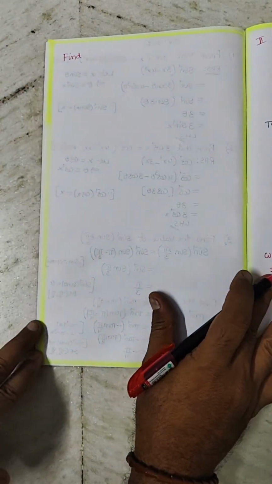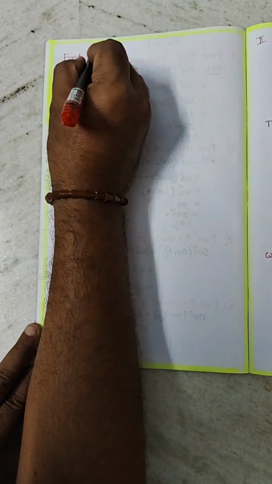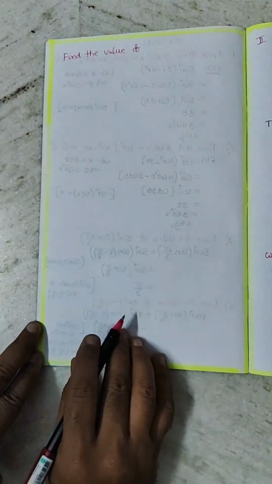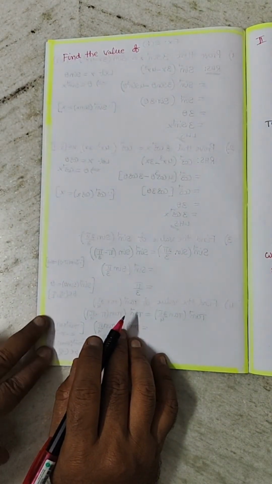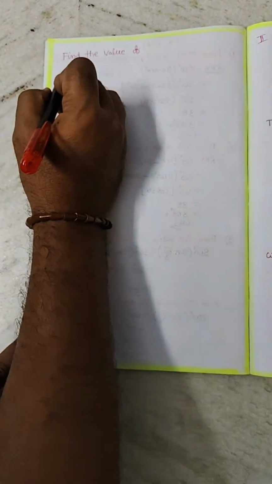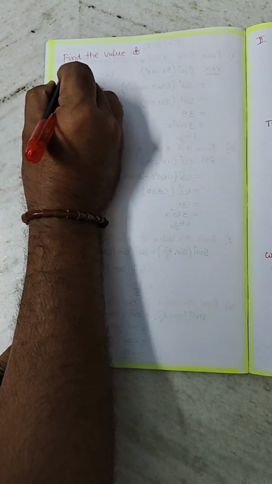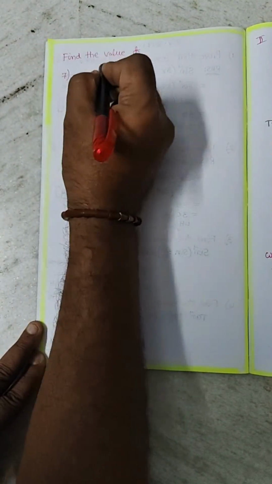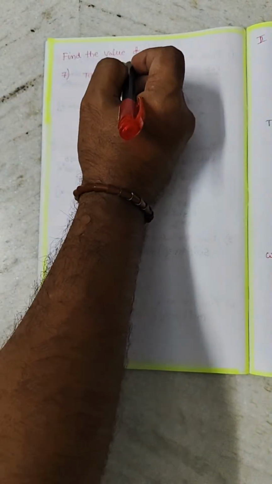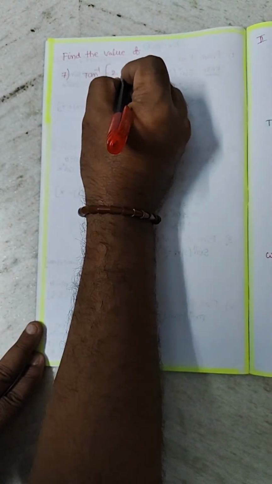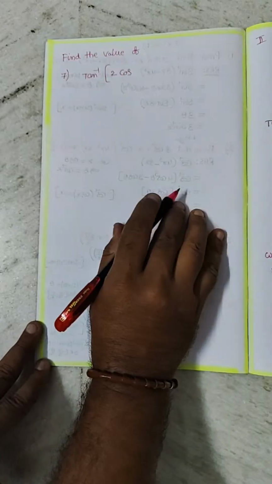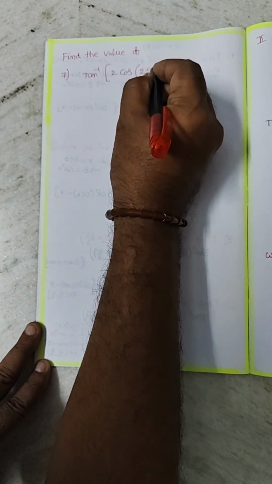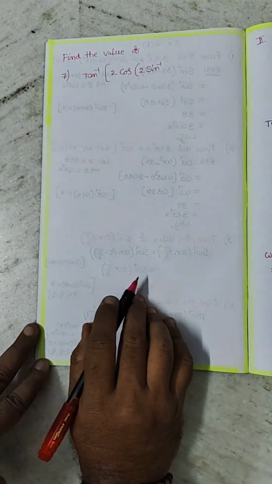Find the value of tan inverse of 2 cos of 2 into sin inverse of 1 by 2.